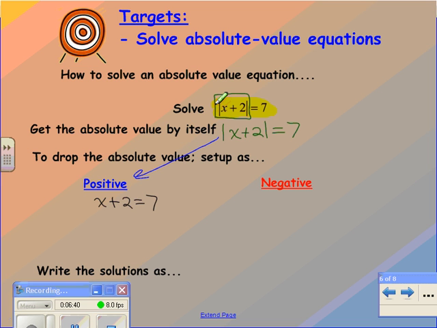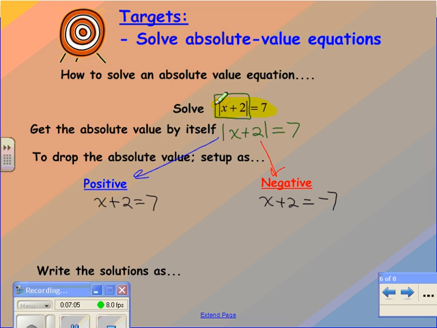And then on the other side, I'm going to take and write the negative part of it. So here I'm going to set it up as x plus 2, without the absolute value signs, is equal to, now I'm going to take the opposite of 7, -7. And then what I'm going to do is solve both of those equations independently.